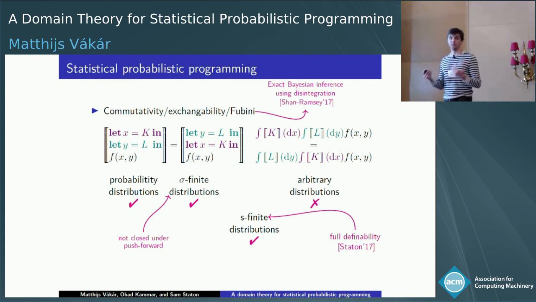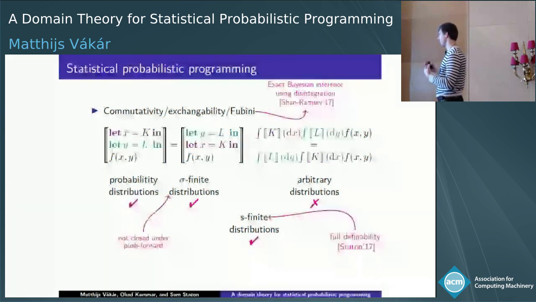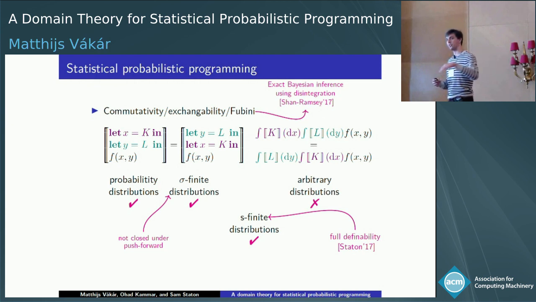We know that the Fubini theorem holds there. Now, things already become a lot harder if we go to unnormalized distributions, and that's because we need to find a good class of unnormalized distributions. So we know that the Fubini theorem also holds for so-called sigma-finite distributions, but these don't compose. That's a problem if we want to give semantics to a language. We also know that the theorem fails for arbitrary distributions.